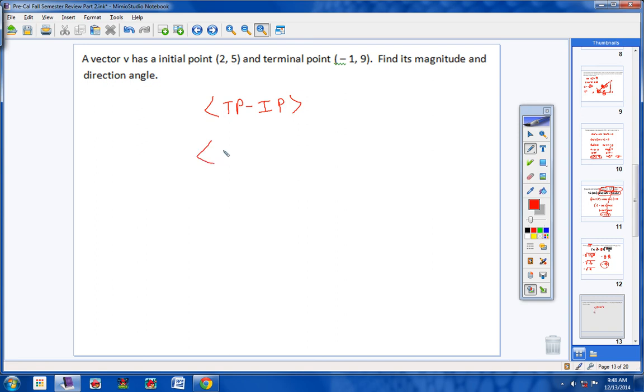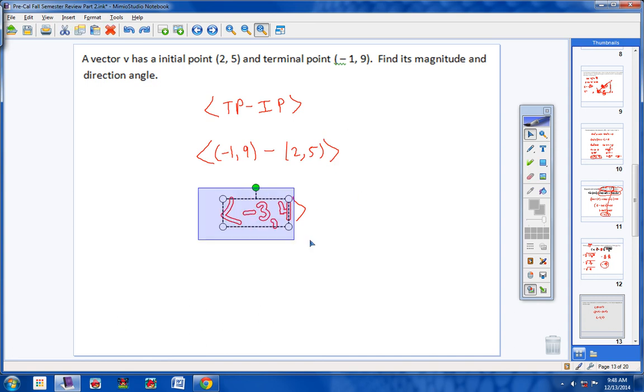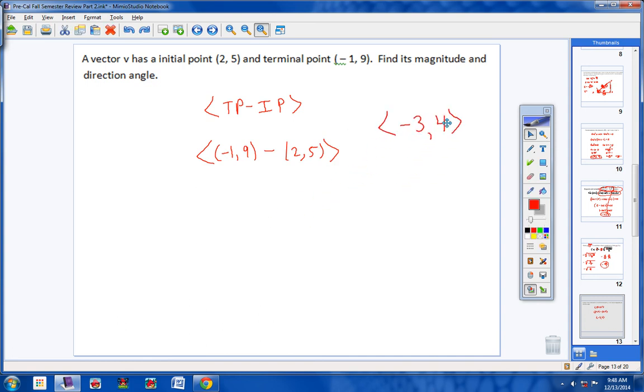I have a terminal point of negative 1, 9 minus my initial point of 2, 5. So, negative 1 minus 2 is a negative 3. 9 minus 5 is 4. So there I just took this vector and I wrote it in component form. There's my component form.